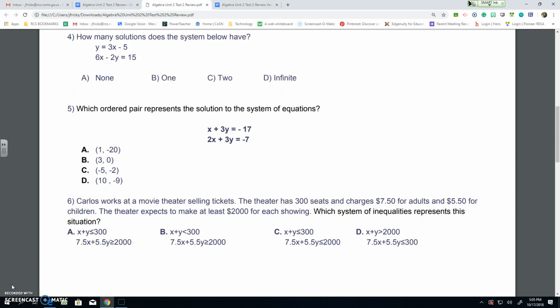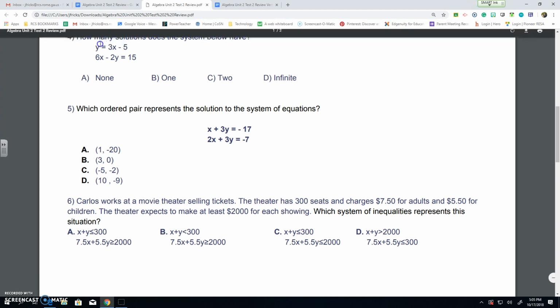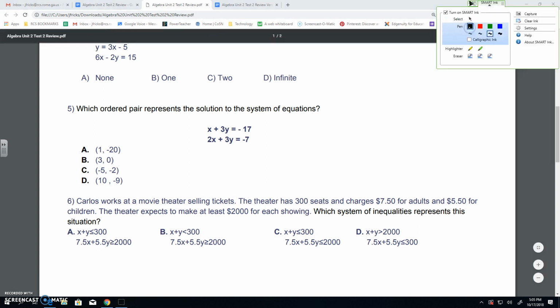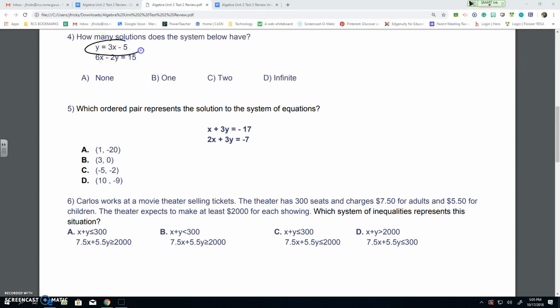Number 4 I would actually solve using substitution because in this problem, I'm going to have y equals 3x minus 5, and that can actually be substituted into the other. So for the bottom there, I have 6x minus 2y. So instead of y, I'm going to put 3x minus 5 because of the substitution. I'm just replacing y with 3x minus 5. And then it says it's equal to 15. So now I can solve the problem.